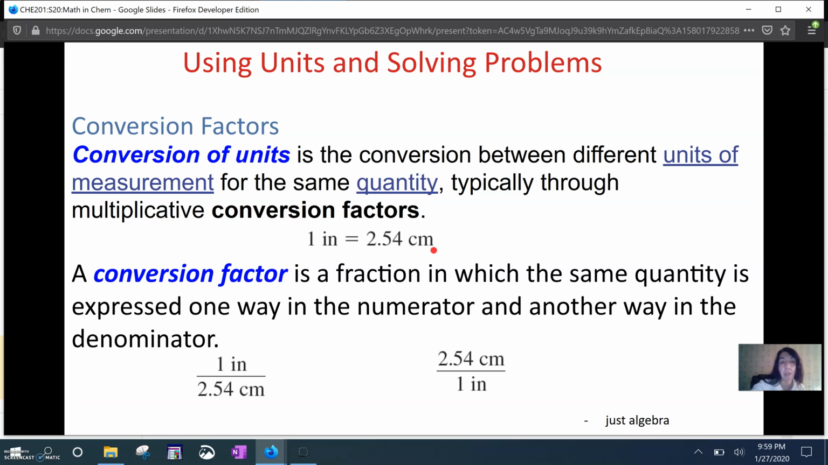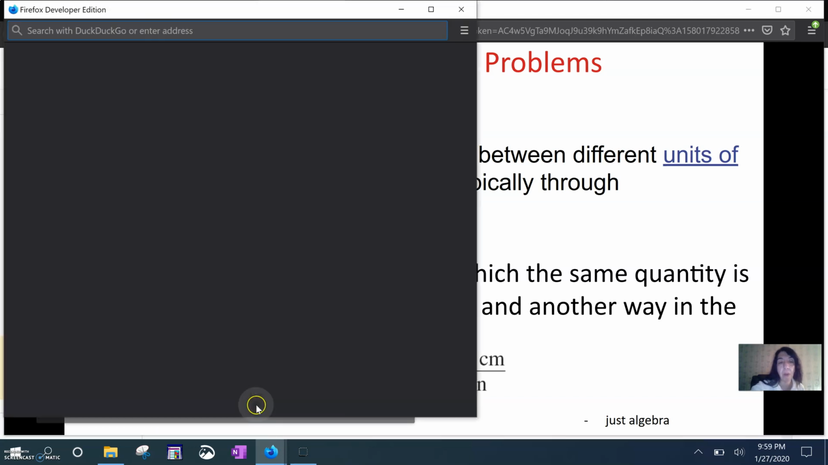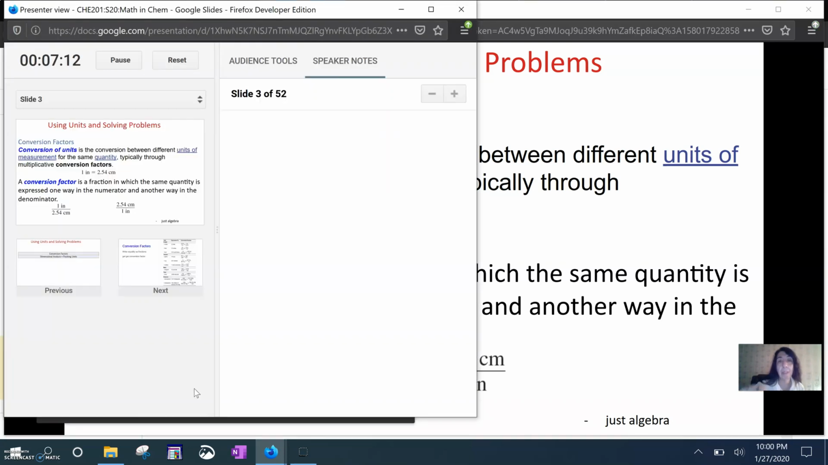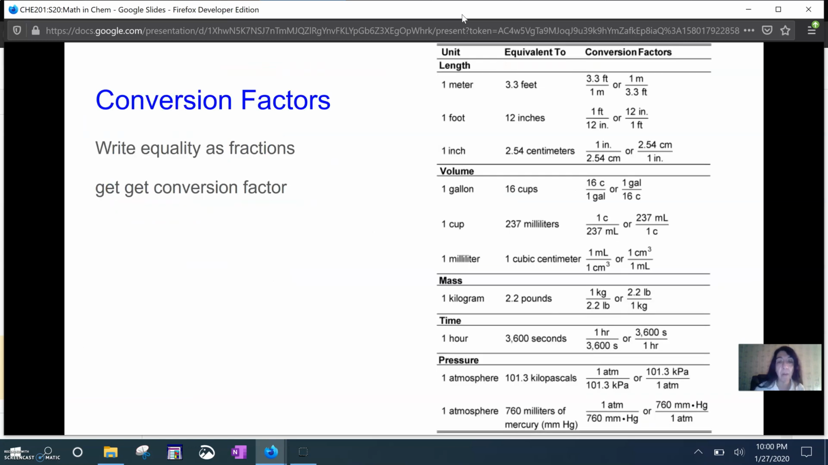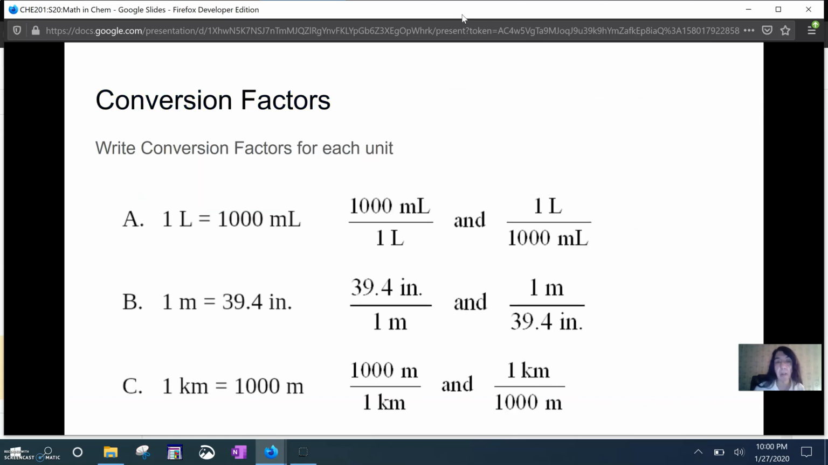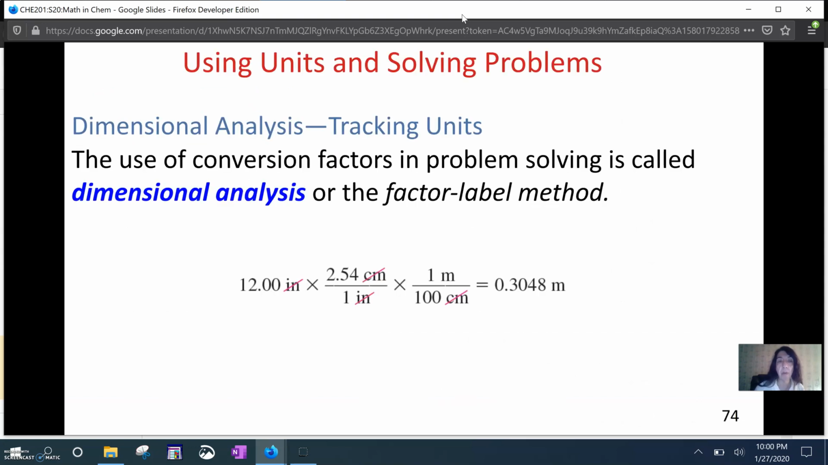So you can write it like this with 2.54 in the denominator, or the 2.54 in the numerator. And this is really just algebra, right? You're just taking this equation here and dividing both sides by the other side, and you get the two fractions. So you can write fractions for any of these conversion factors. So you have a meter equals 3.3 feet. You can write that as fractions. If you have gallons, cups, milliliters, you can write all of them as fractions. Then you can use these fractions as conversion factors. And we just went through a couple of those here.